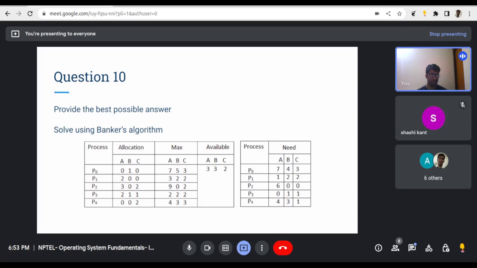So at first tell me, what is the first process that will be completed? Anyone? So you need to go in sequence, right? Don't pick a random process. Just check with P0, then P1, then P2, then P3, and then P4. So just tell me what is the first process that will be completed.